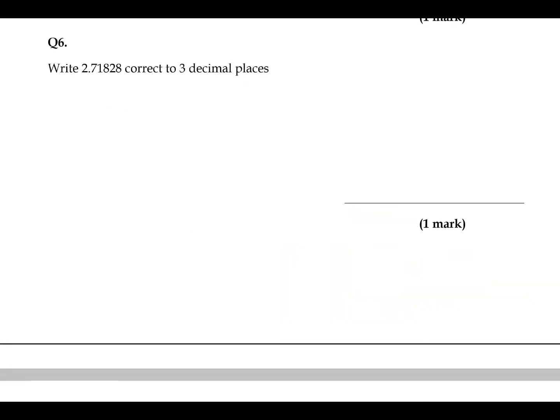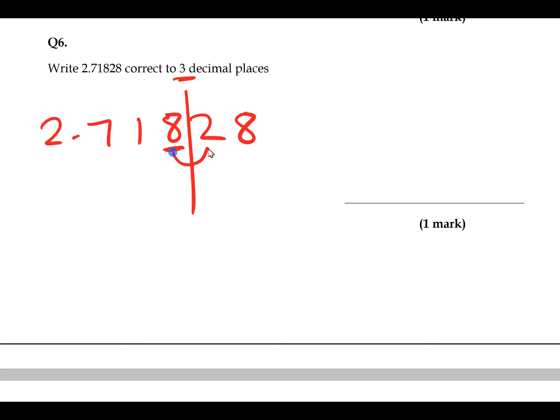Question 6. Write the number 2.71828 to 3 decimal places. So 3 decimal places means I'm going to cut it off here, but I'm interested in this here. Look at the next number along and decide whether to stick or twist. In this case, you're going to stick because it's a 2. So it's 2.718 for 1 mark.